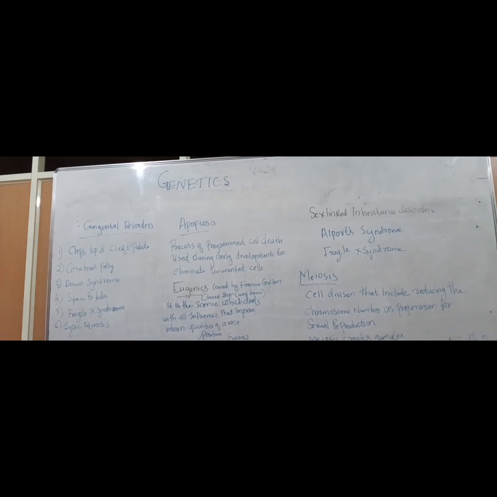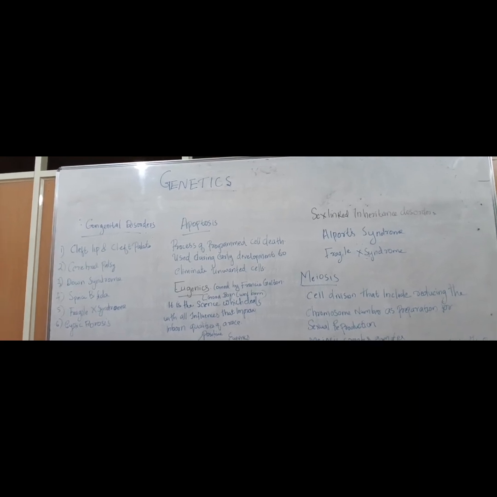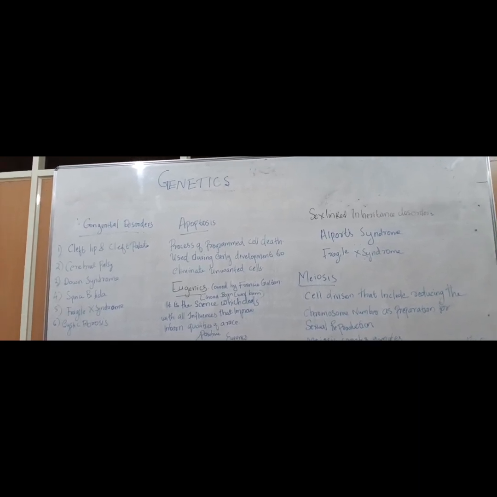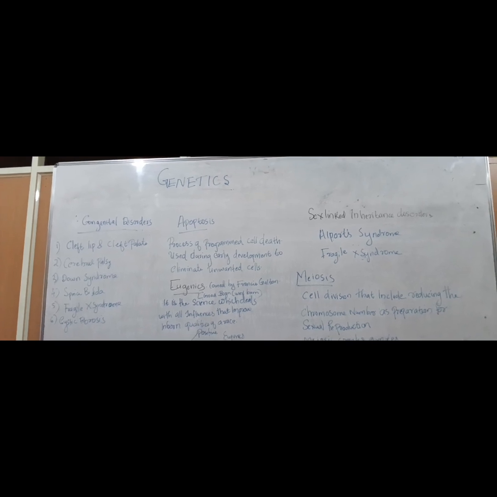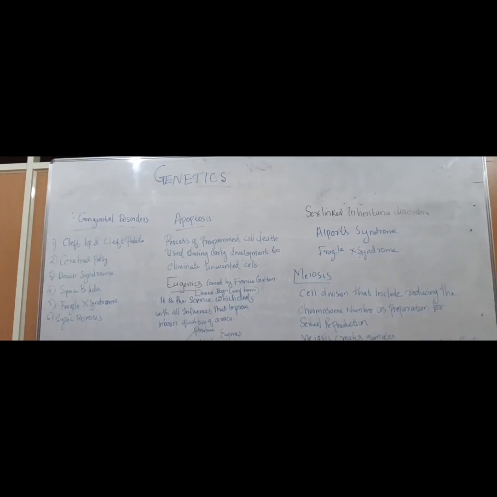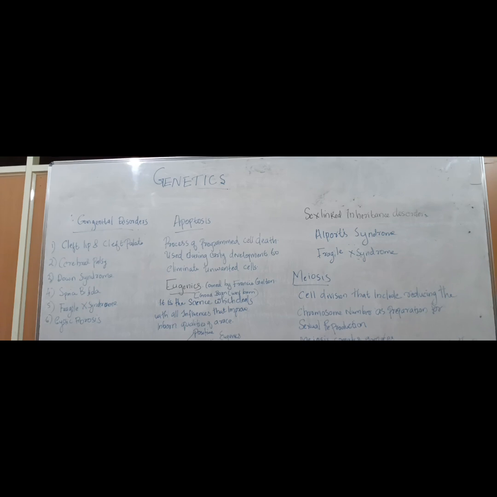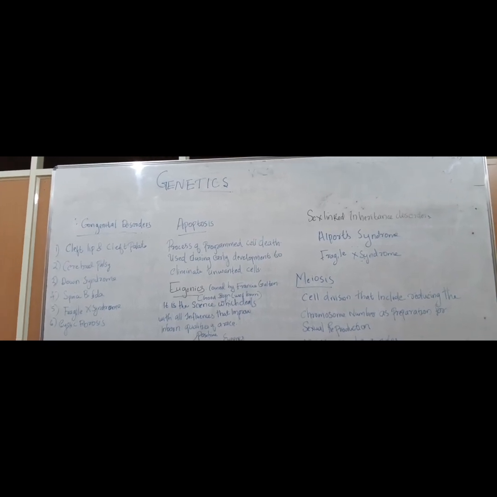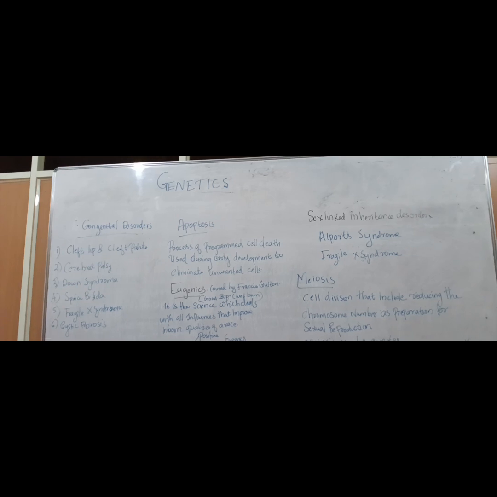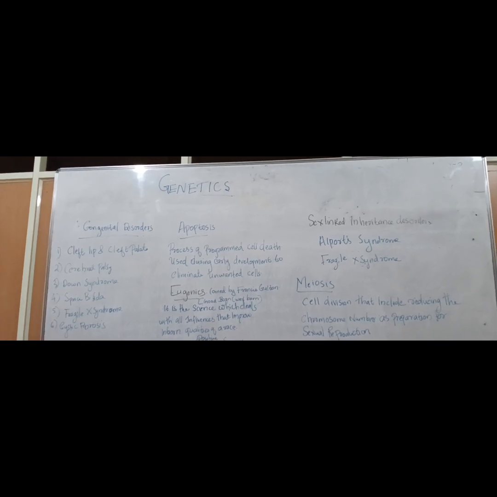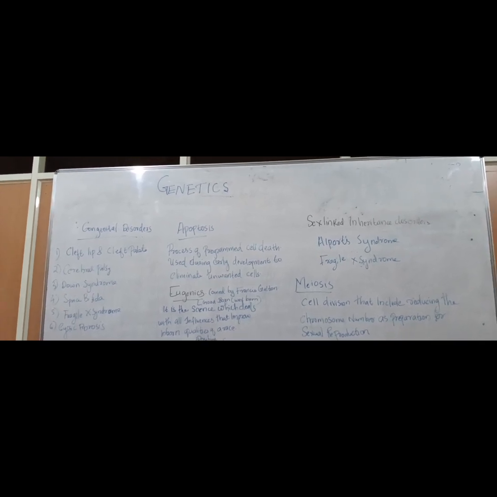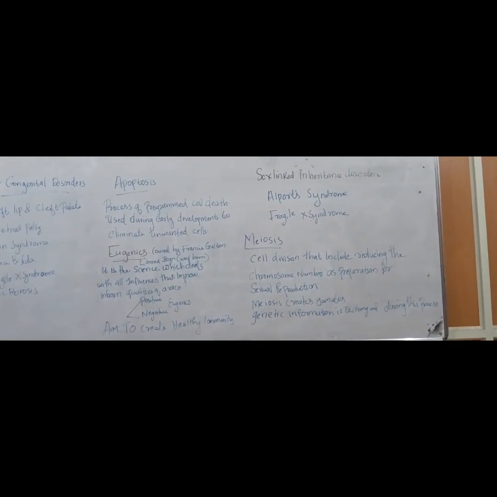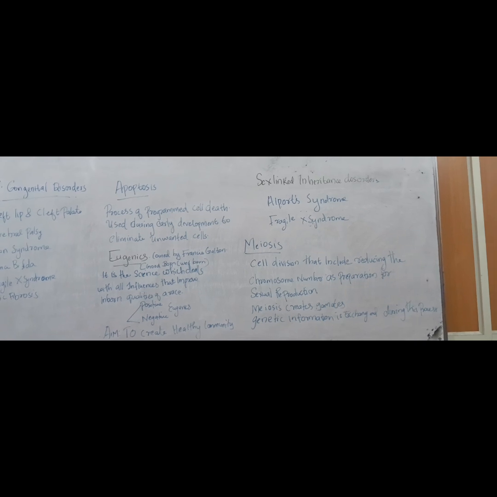Eugenics is the science which deals with all influences that improve inborn qualities of a race. It is of two types, positive and negative, and the aim of eugenics is to create a healthy community. Please note this question. The next is sex-linked inheritance disorders. Some sex-linked inheritance disorders are Alport syndrome and Fragile X syndrome.